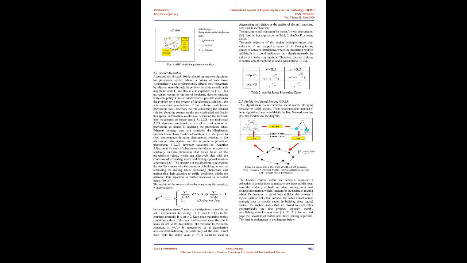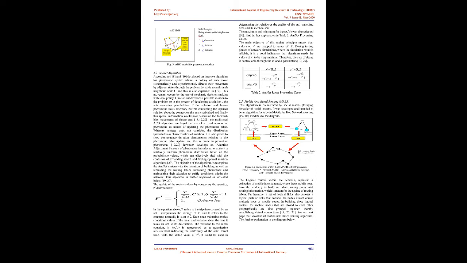Parameters 19, 20. 2.3 Mobile Ant-based routing, MABR. This algorithm is inspired by the foraging behavior of social insects. It was developed and intended to be an algorithm for Mobile Ad-hoc Networks routing. 19, 20. Find below the diagram. Figure 2.7 Interactions within TAP, MABR and SPF protocols.